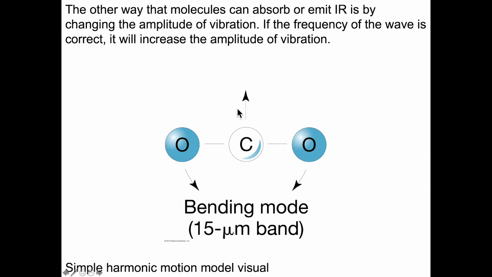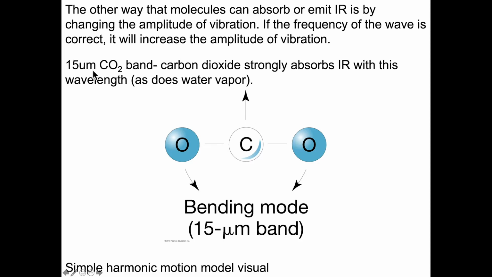If we're inputting energy at the right wavelength, it's going to increase the rate at which these nodes are going to move around the center, around the axis here. At 15 microns, CO2 strongly absorbs infrared radiation. Water vapor also strongly absorbs infrared radiation at this wavelength. This is something that's going to increase the temperature of the atmosphere because it increases the vibrational frequency of the water molecules in the atmosphere, or in this case, of the CO2 molecules in the atmosphere.